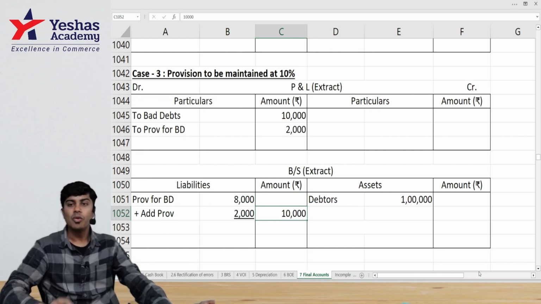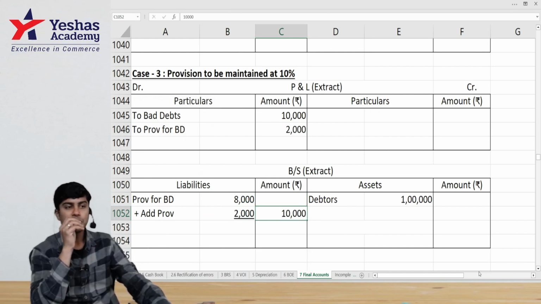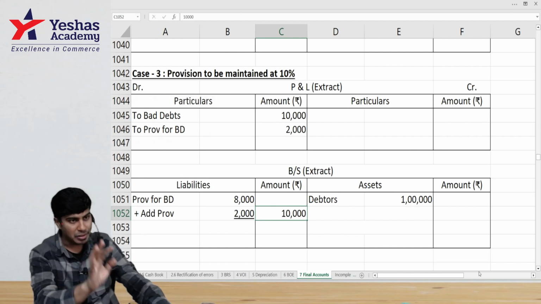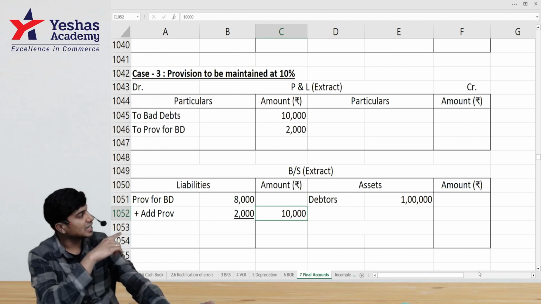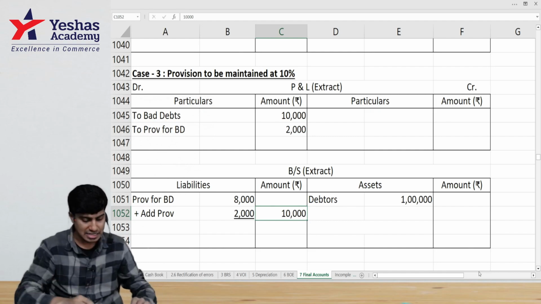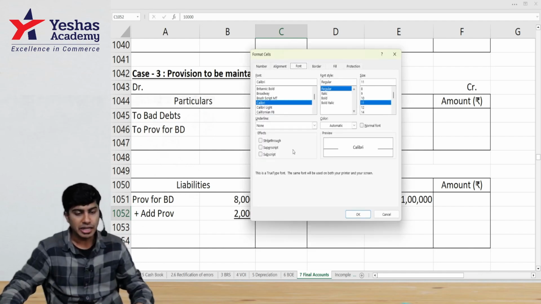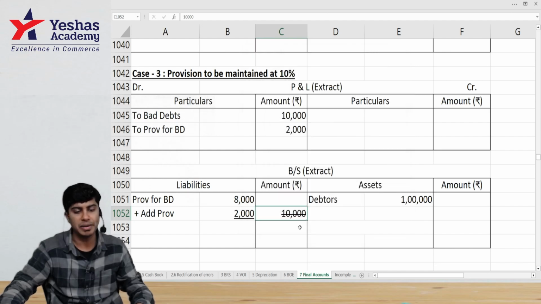Everything's done. One thing that I would have to remember now is provision is a liability, yes, but it is created against a specific asset. As a matter of presentation, it will no longer be shown on the liability side.